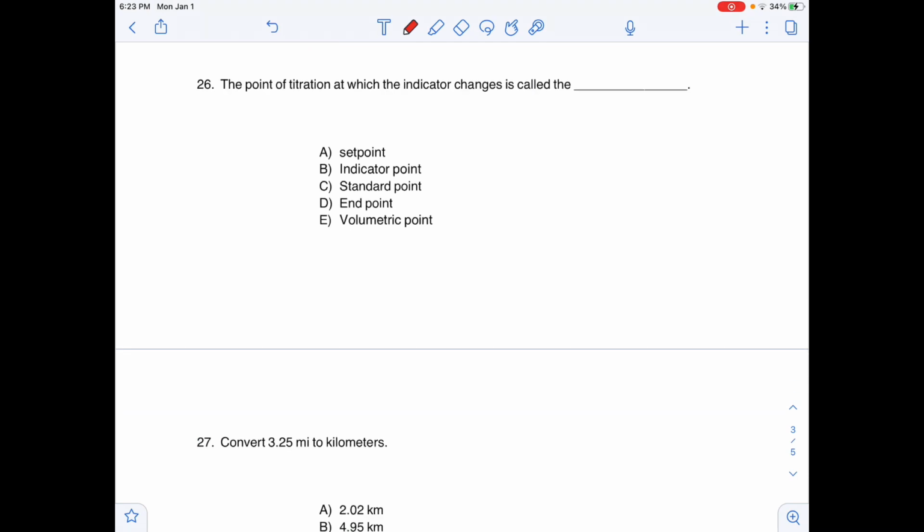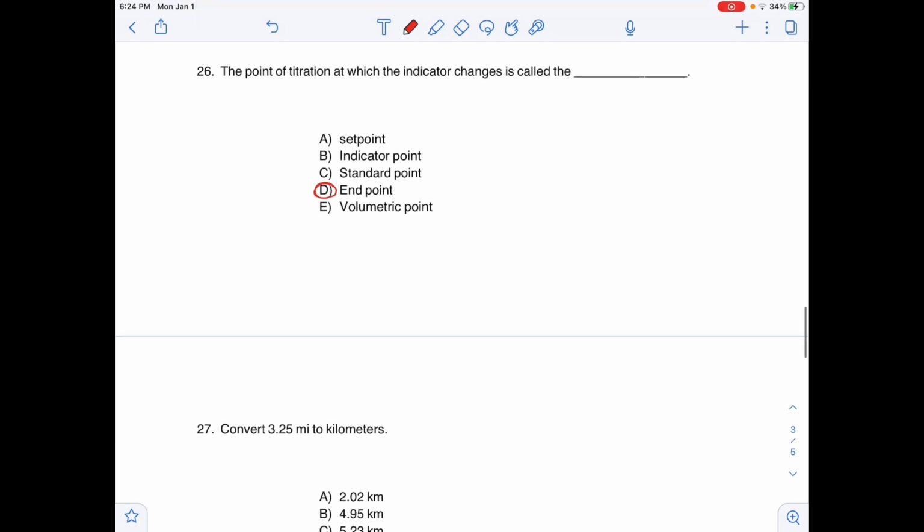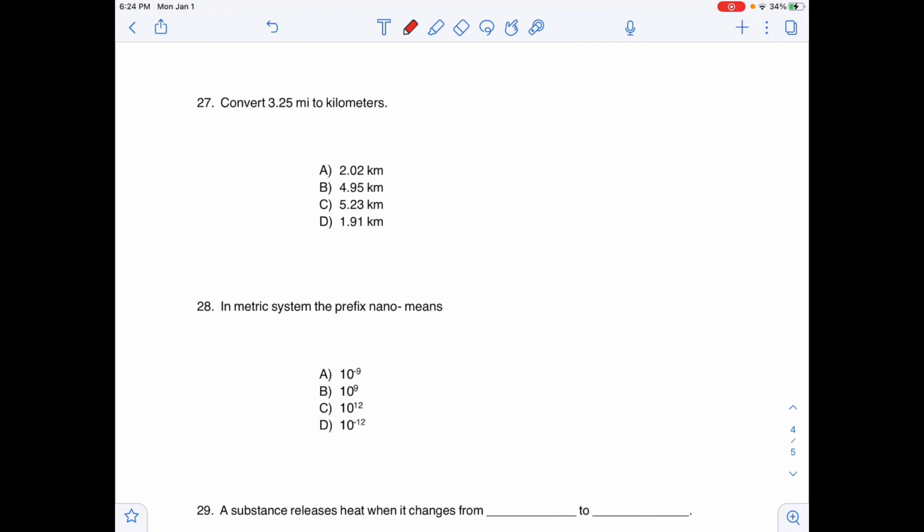For 26, it says the point of titration at which the indicator changes is called the blank. This is something that you should know. It's an information-based question. So when you know the definition of what a titration is and basically the definitions of these answer choices, you will see that an endpoint is when the indicator changes.